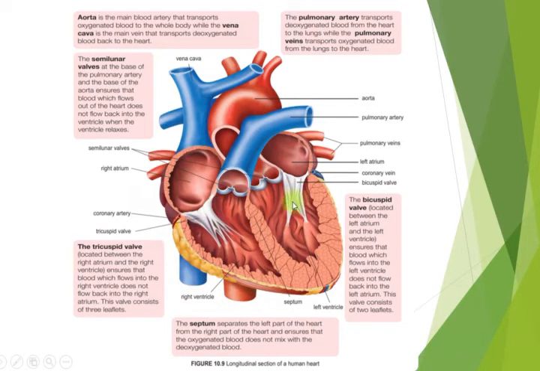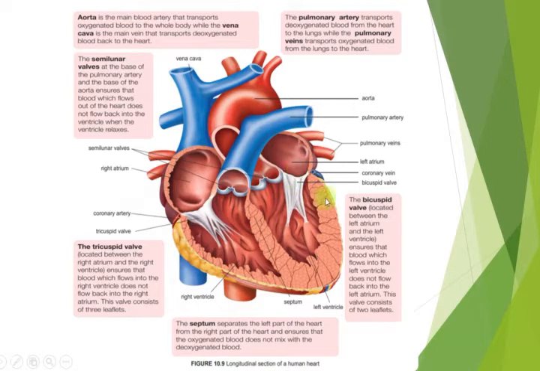Right? And then here, this is referred to the bicuspid valve. The bicuspid valve is located between the left atrium and the left ventricle. What is the function of the bicuspid valve? It will ensure the blood from the left atrium flows into the left ventricle, and it will ensure the blood does not flow back to the atrium. So that is the function of the valve.